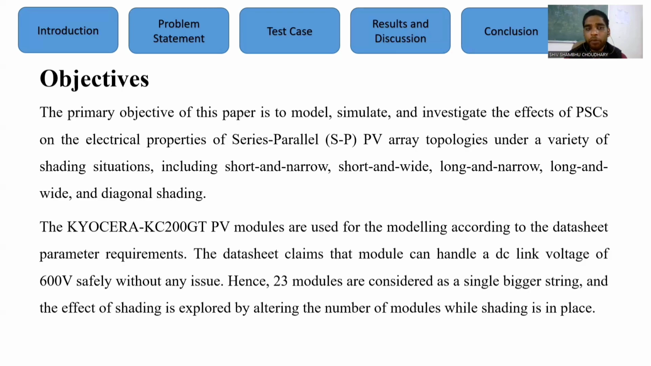Hence, the primary objective of this paper is to model, simulate, and investigate the effects of partial shading condition on the electrical properties of the series parallel PV array topologies under a variety of shading conditions, which include short and narrow, short and wide, long and narrow, long and wide shading, and diagonal shading patterns.